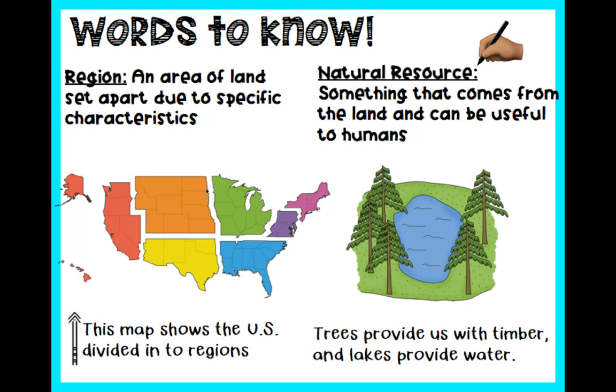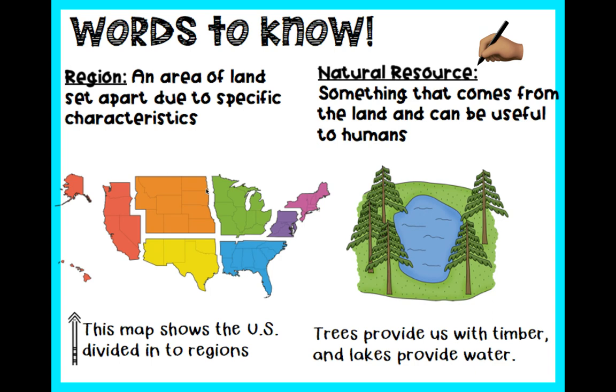Words to know for this lesson. The word that we're going to study is region, which means an area of land that is set apart due to specific characteristics of the land. So take a look at the map. The map is of the United States and it shows how it's divided into different regions. So we're not necessarily going to learn about all the regions in the United States. We're going to focus on the different regions that we have here in California.